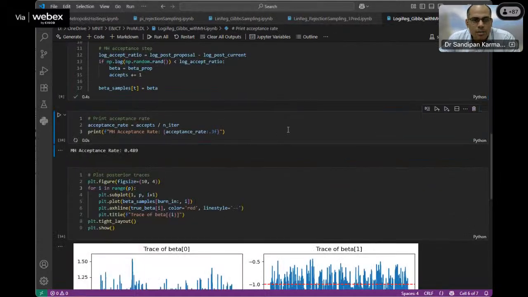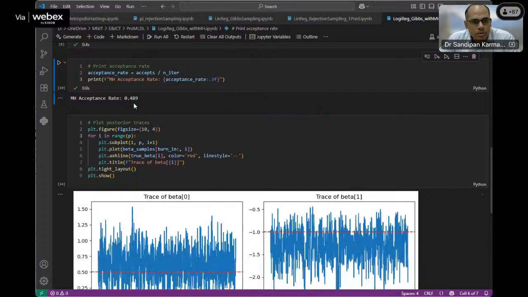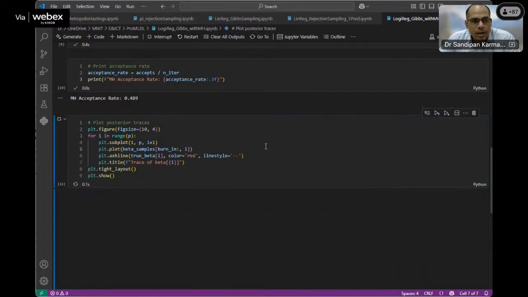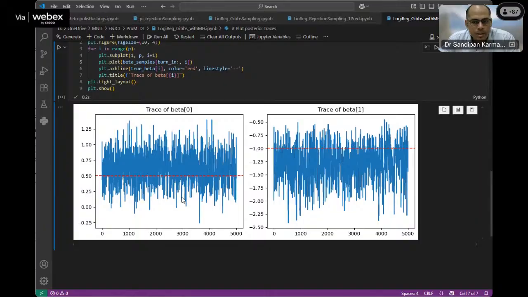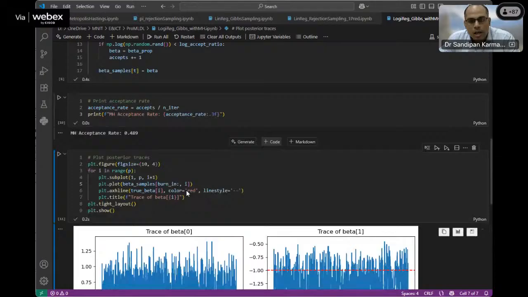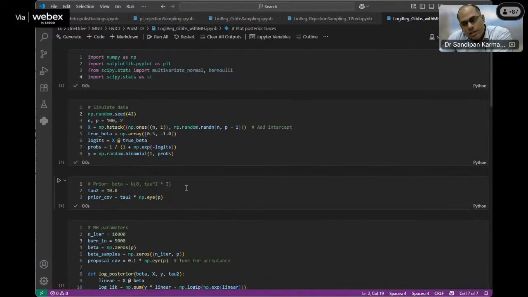So the acceptance ratio is also very poor, 0.489. Okay, and then I'm plotting the trace plot. So here also the performance is not good. Actually, for logistic regression posterior estimation, I'm closing this.